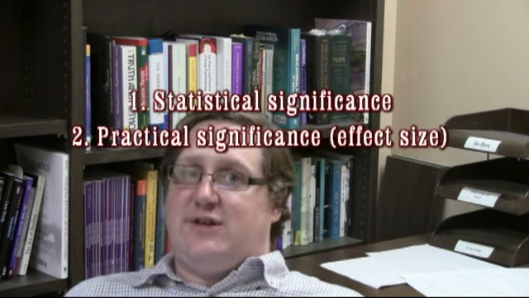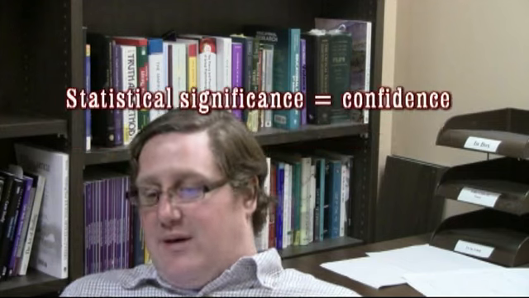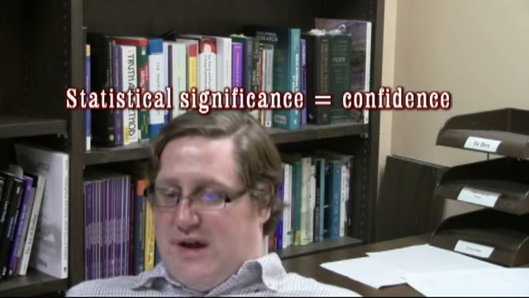Now you can break this down into two things that you're going to be looking for in a results section. The first is statistical significance, and the second is effect size. Now, statistical significance refers to the confidence that researchers have that their results actually represent what's happening in the population.